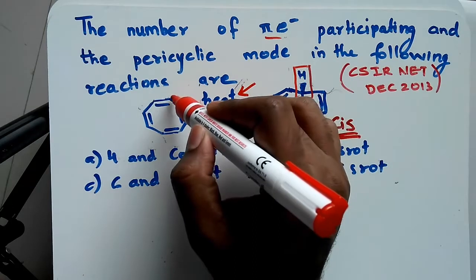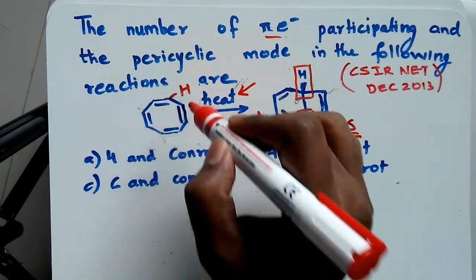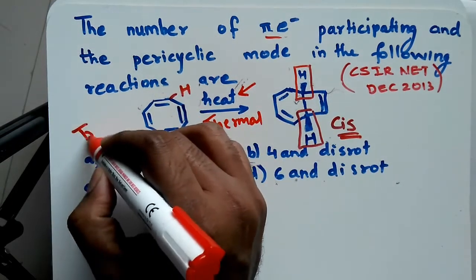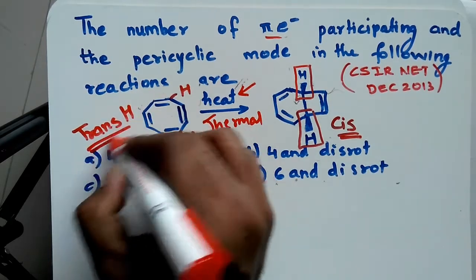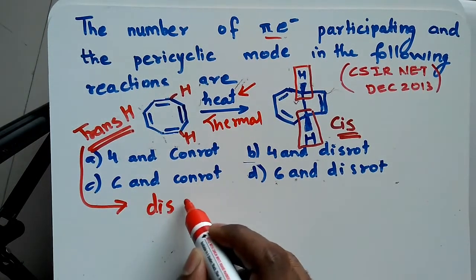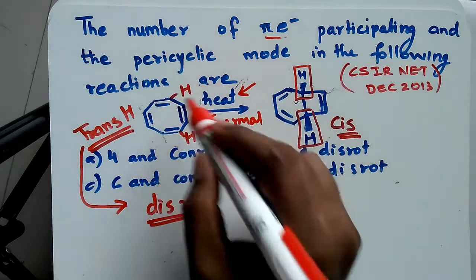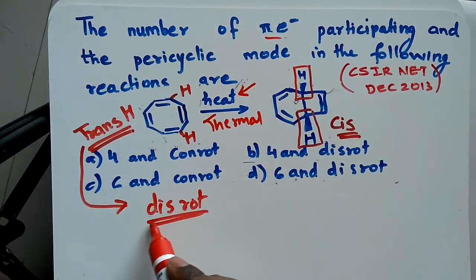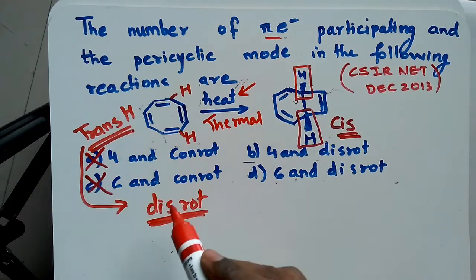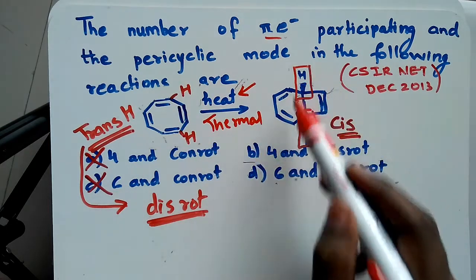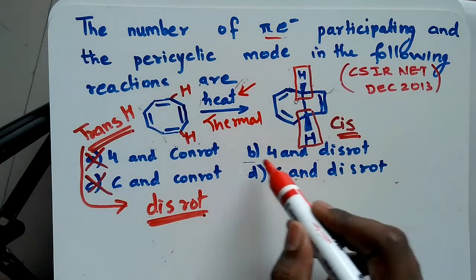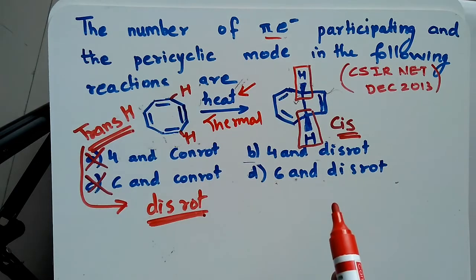The hydrogens over here are cis to each other. The hydrogens, if you are drawing it here, are trans. Always remember, trans hydrogens can be cis only when they undergo disrotatory motion. Very important information. So option A and C get crossed out. This information helps us to prove that it is a disrotatory motion. So option B or D, we have to check.